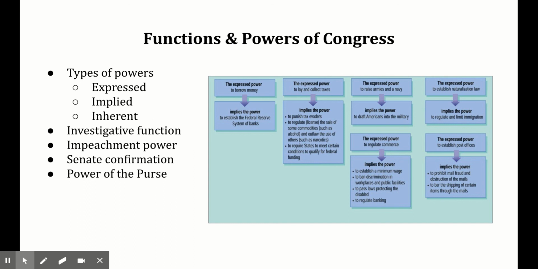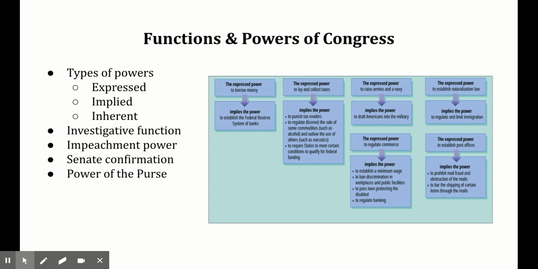And so, what that looks like is the Constitution explicitly states that Congress has the power to borrow money. However, it doesn't say that they have the power to establish the Federal Reserve, but the Federal Reserve is a system of banks. And so, in order to borrow money, we need a banking system. So, the power to create the banking system is implied by the expressed power of being able to borrow money. Same thing with the creation of the IRS. Congress has the expressed power to collect taxes. It's explicitly written in the Constitution that Congress can collect taxes. It doesn't say that they can create the Internal Revenue Service to track all of that, but it's implied by the expressed power.